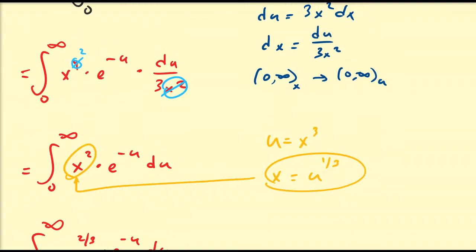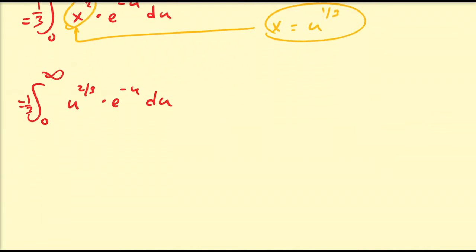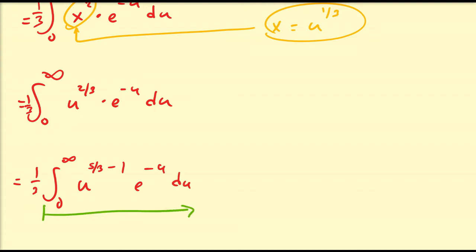Alright, so let's also not forget about this 1/3 that's hanging out. So let's bring him out. So 1/3, 1/3. So this is the same as 1/3 times the integral from 0 to infinity of u to the 5/3 minus 1 times e to the minus u du.